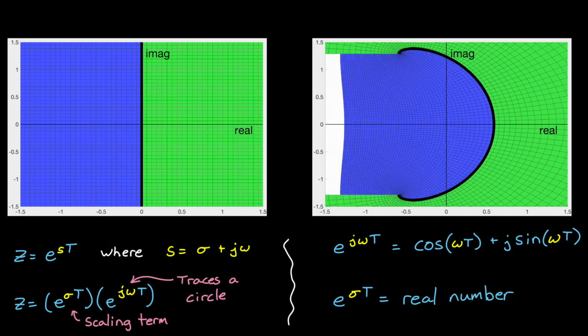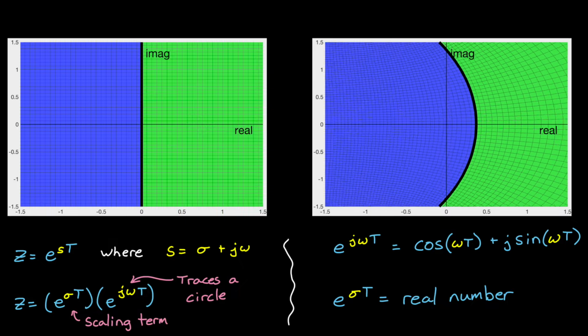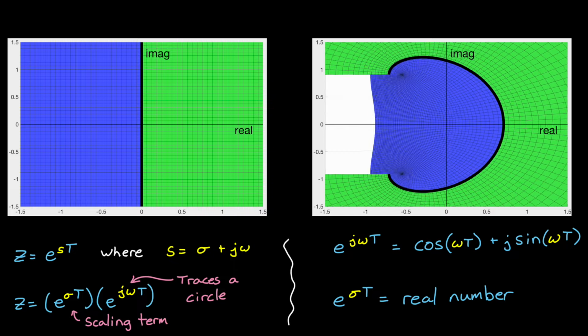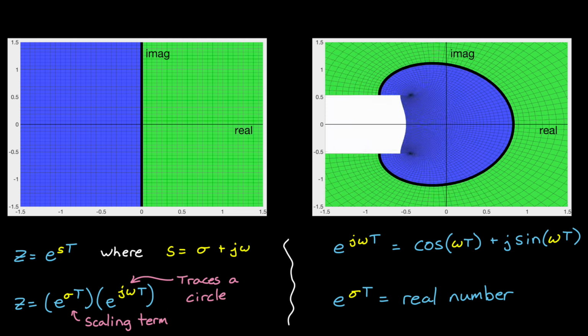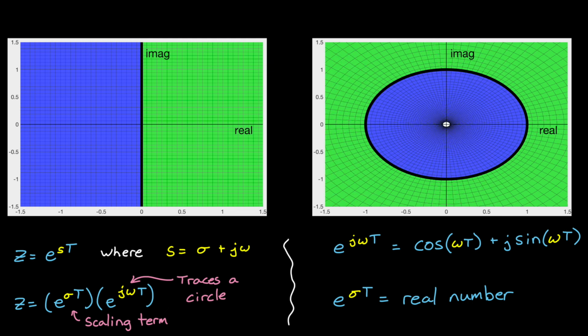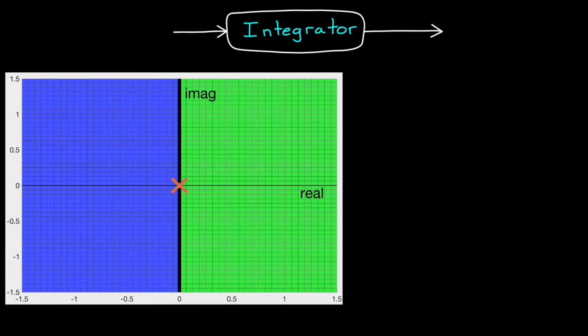You can see the green portion start to wrap around the origin as all of the vertical lines bend into circles. And what's really cool about this sort of visualization is that we can start to get a feel for how poles and zeros move between the two domains, and therefore, what similar filters and systems look like in each. For example, let's look at a system that is a pure integrator.